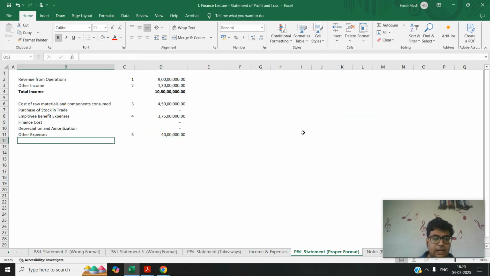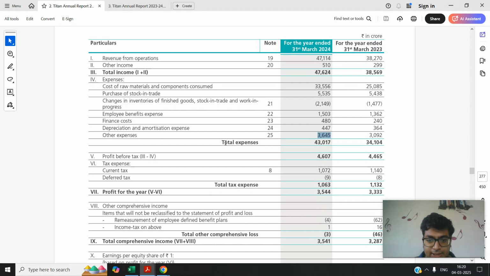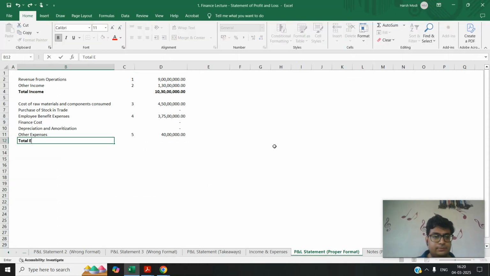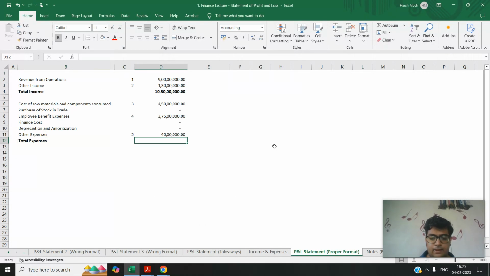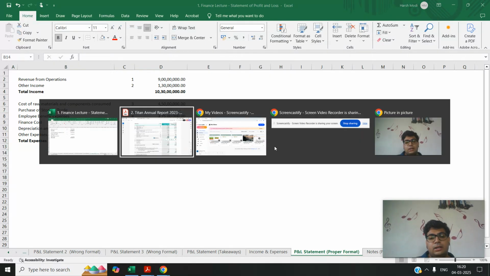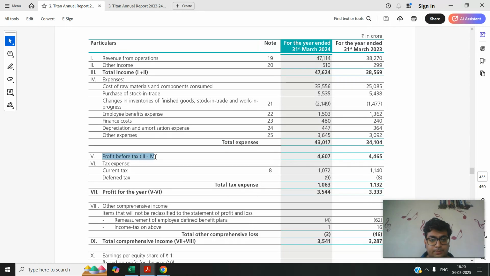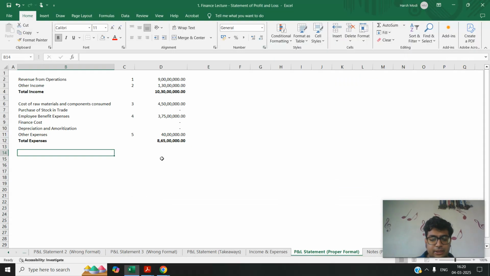Now here you will have, as you have in case of Titan, total expenses, and let me add it. It comes to 8 crore 65. Now you will have a line item called profit before taxes. Technically there is something I want to highlight here. This is profit. Taxes are always presented as a separate line item. So you have profit before taxes, and I'll even add taxes and extraordinary item.